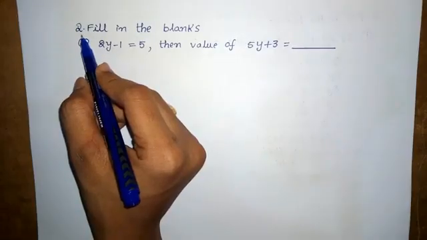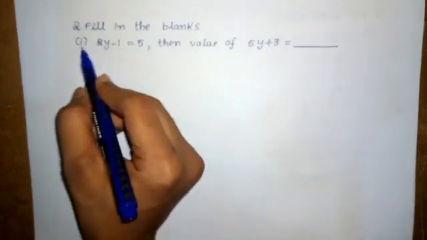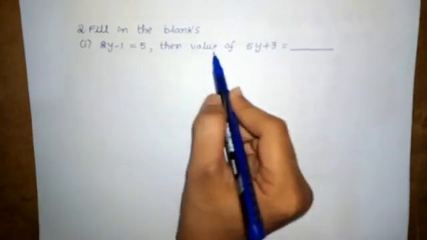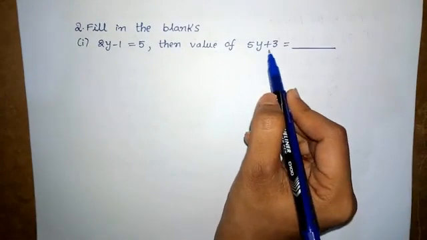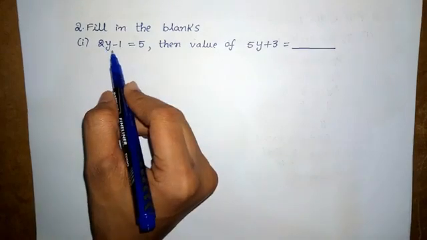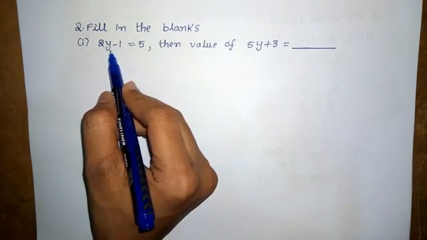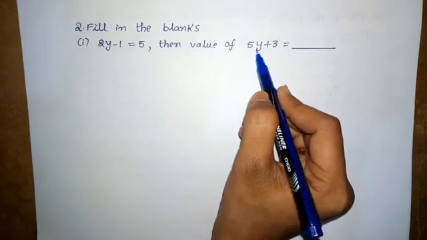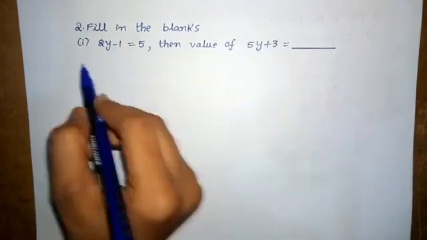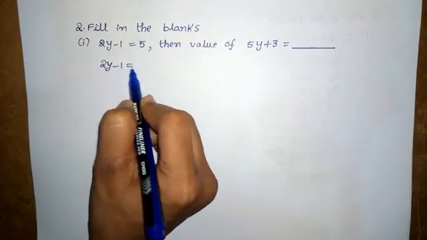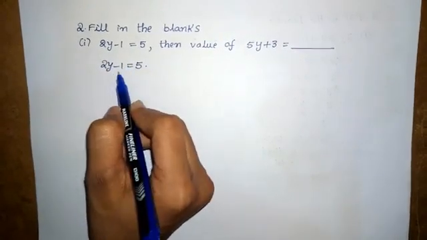Next problem, second one. Fill in the blanks. First one: 2y minus 1 is equal to 5. Then the value of 5y plus 3 is equal to dash. So first, from the simple equation, find the y value. After finding the y value, substitute it in 5y plus 3. The given equation is 2y minus 1 equal to 5. So find the y value.